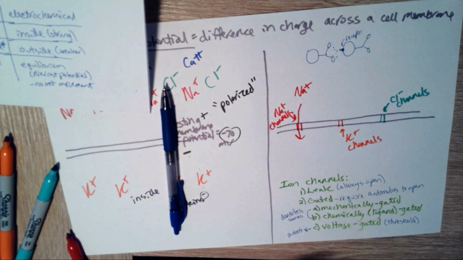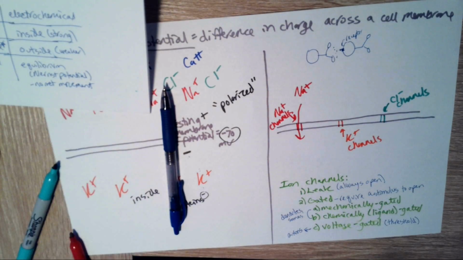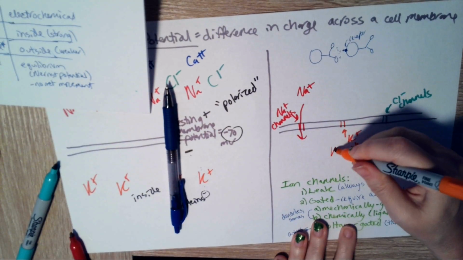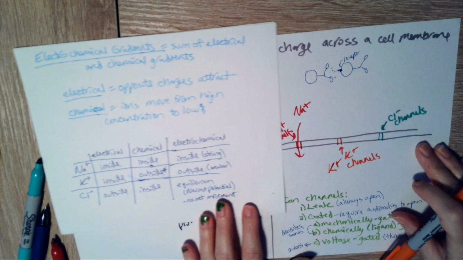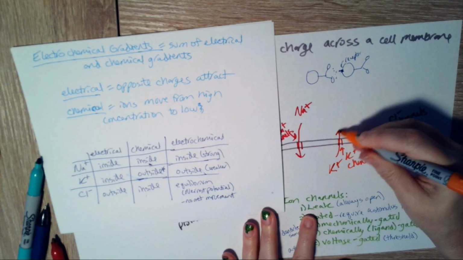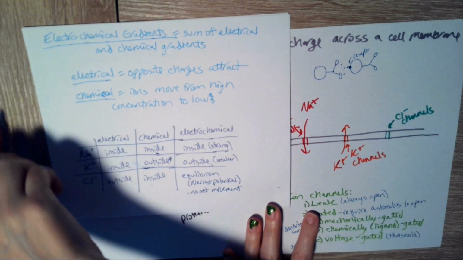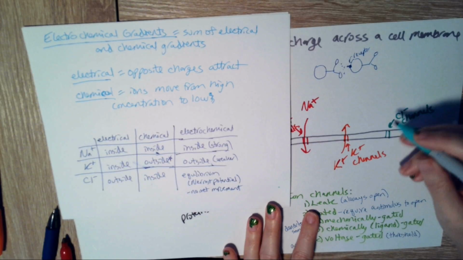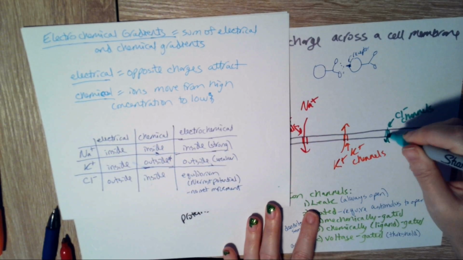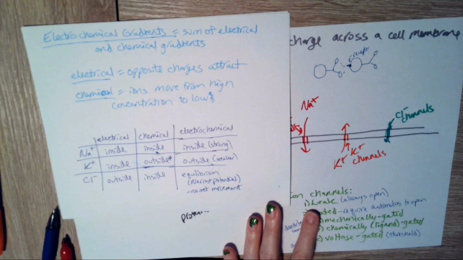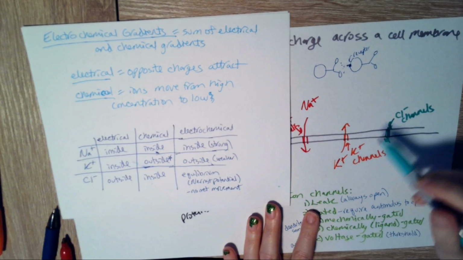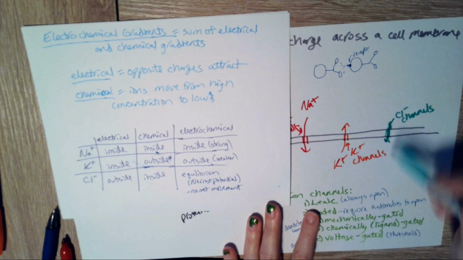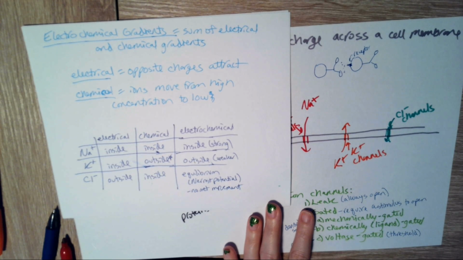So let's fill out our potassium and our chlorine here. So potassium, we open up the channel. When we open the channel, we allow potassium to move. Potassium will go out. For chlorine, we open the channel. It's at equilibrium. It doesn't want to go anywhere. It just doesn't care where it goes. So a little bit goes in, a little bit goes out. That's equilibrium. No net movement. So we don't have a change in concentration in either direction.